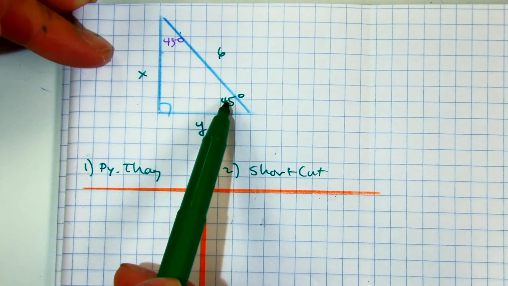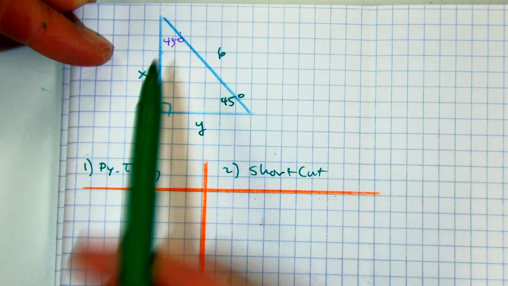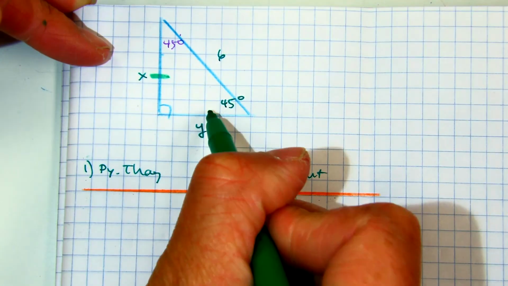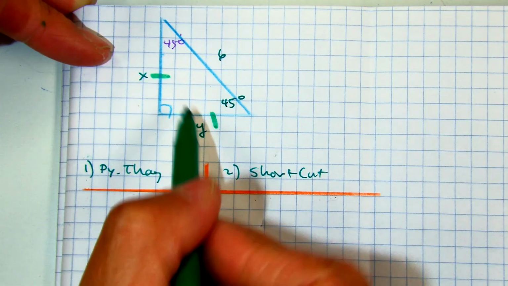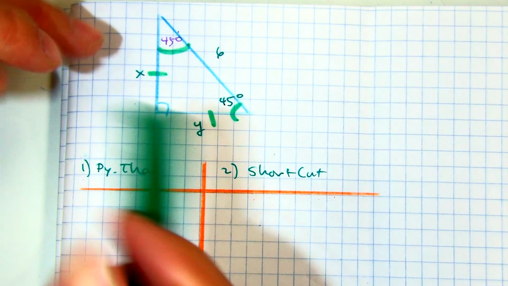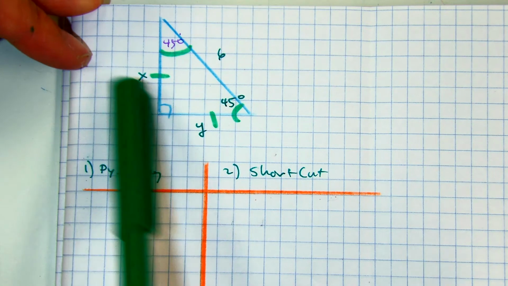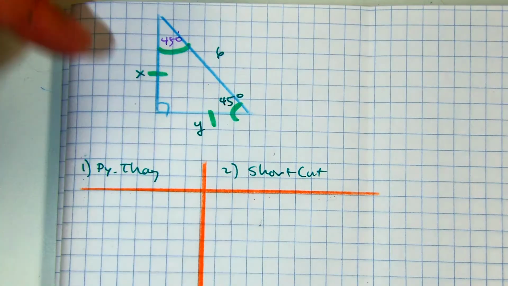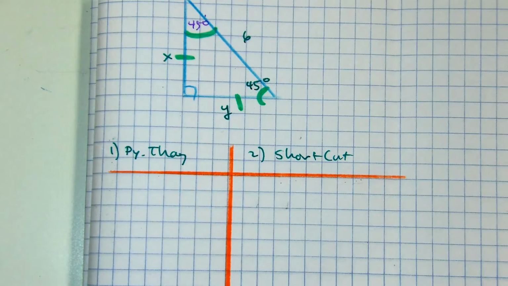If I have two congruent angles, that means my sides are congruent. I can make these marks on there. Those show congruent sides, and those show congruent angles. So whatever I find for x, it's going to equal the y value. Let me show you a couple of ways to solve that. I'm going to do the Pythagorean theorem.